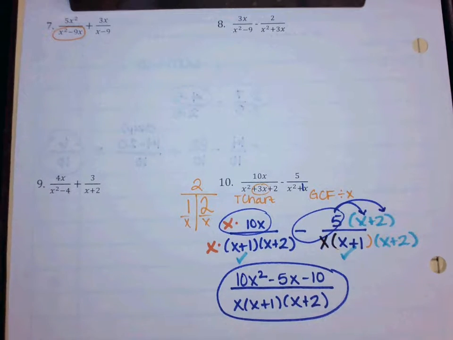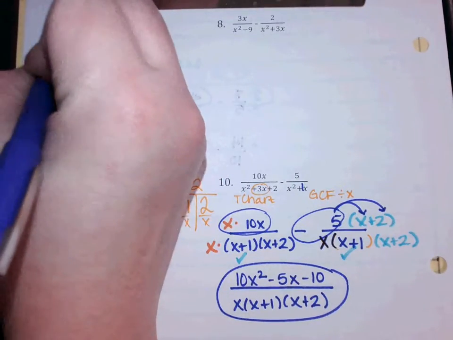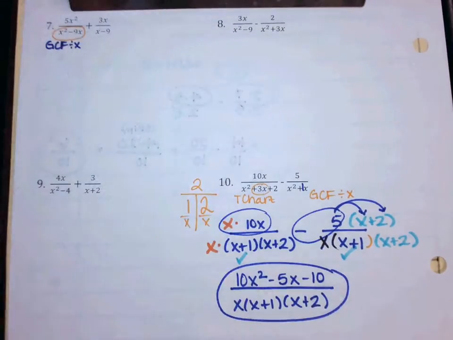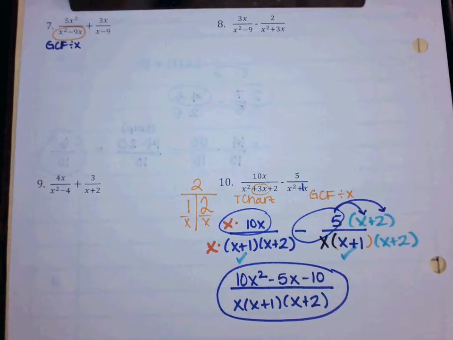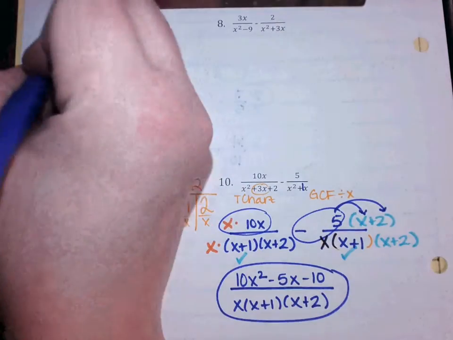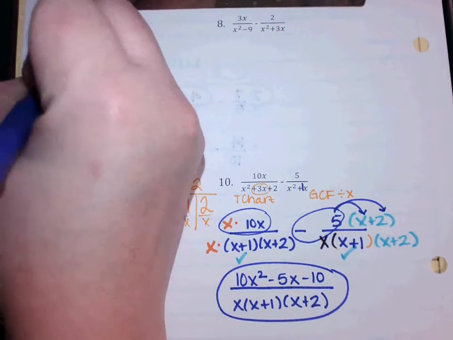Is it perfect squares or GCF? It's GCF. Even though 9 is a perfect square, they have something in common. What do they both have? They can both divide by x. So you want to be careful: just because it's a perfect square doesn't mean that's how you're going to factor it. Okay, so I'm going to have 5x squared over.